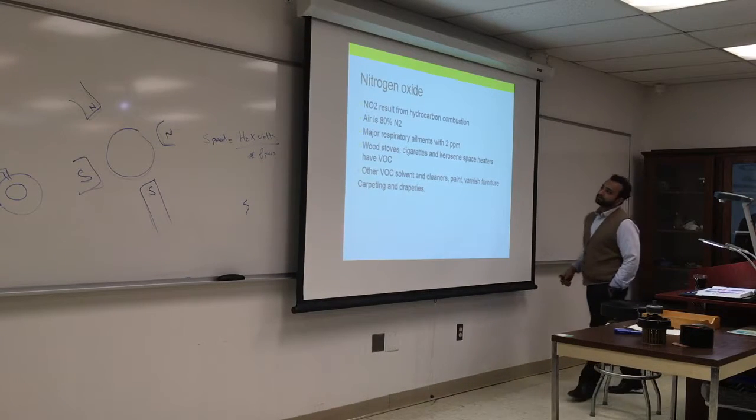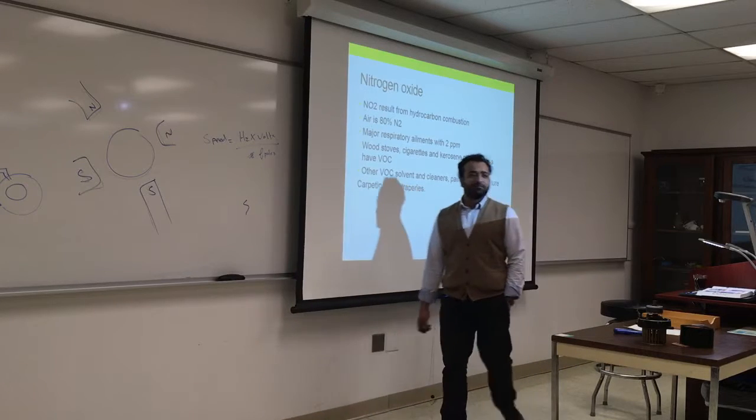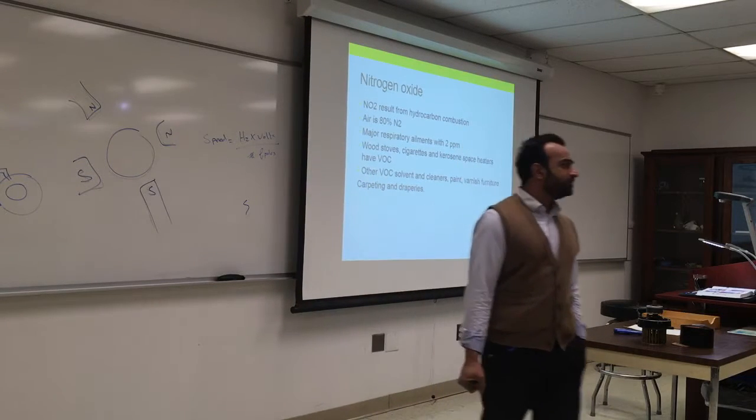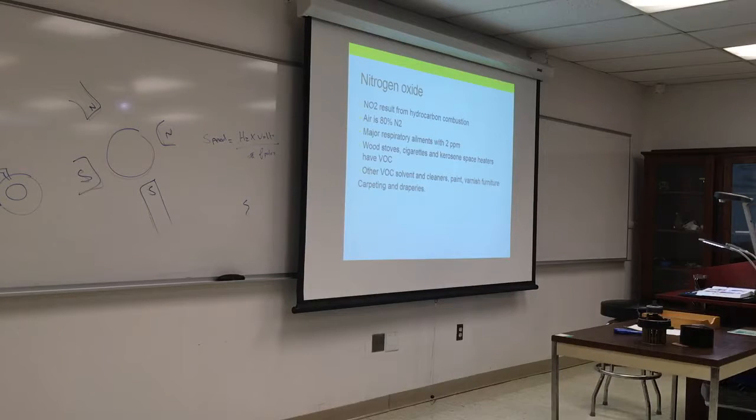Nitrogen oxide. Where does it come from? Where does that nitrogen come from? Air. How much of air is nitrogen? 80% of the air is nitrogen. We don't use it, we don't need it. Unless you do scuba diving, there's no need for nitrogen. So if nitrogen is there and we're burning fuel with air, eventually you are going to burn some nitrogen with air.